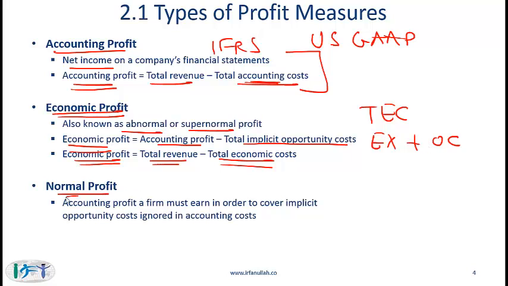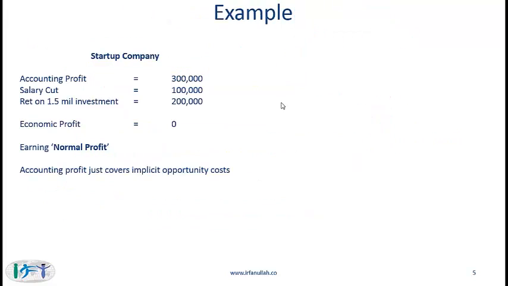You also need to know this definition, the definition of normal profit. Normal profit is the accounting profit a firm must earn in order to cover implicit opportunity costs which are ignored in the accounting costs. Let us understand these concepts through a couple of examples.